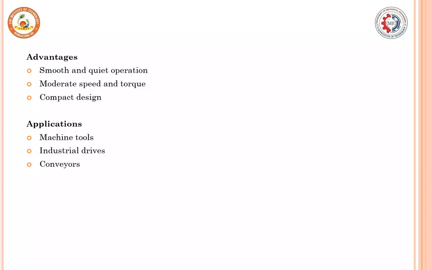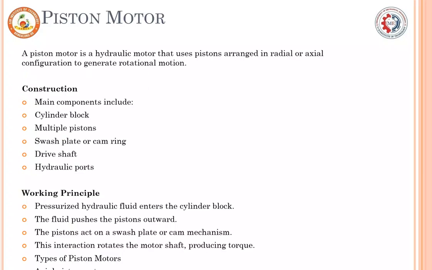Advantages of vane motors: they are smooth and quiet in operation. The speed and output torque are moderate. Overall, the design is very compact. They can be applied in machine tools, industrial drives, and conveyor systems where we need smooth and quiet operation. Overall speed and torque are moderate, and the design is compact.